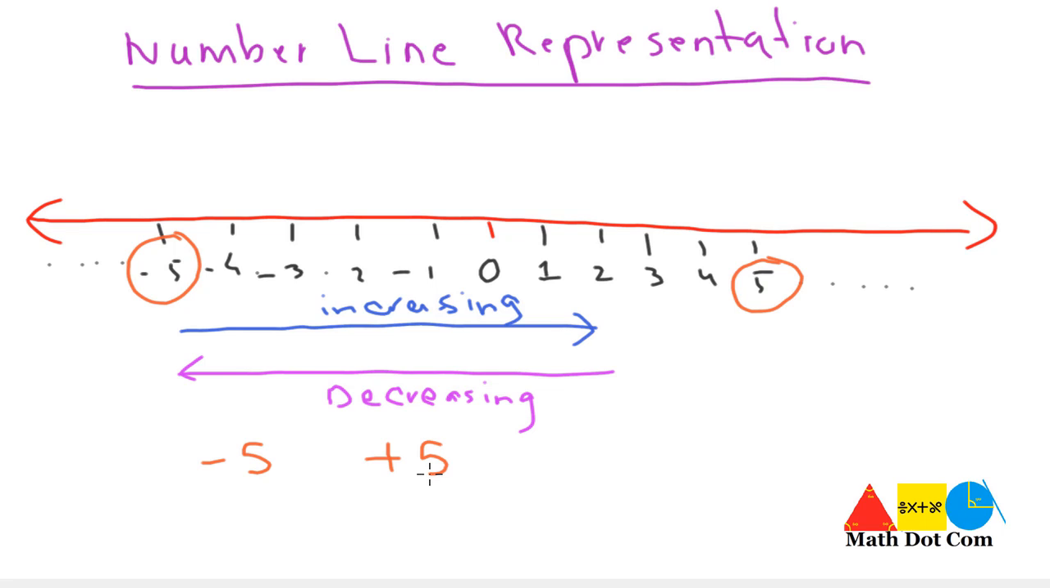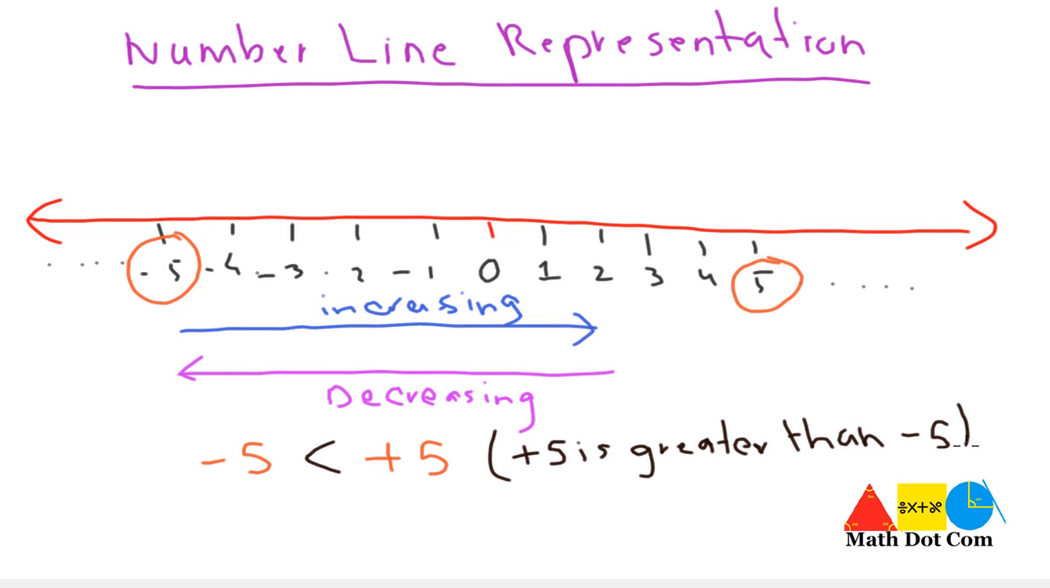So we can have a sign of greater than between -5 and +5. This sign is showing that +5 is greater than -5.